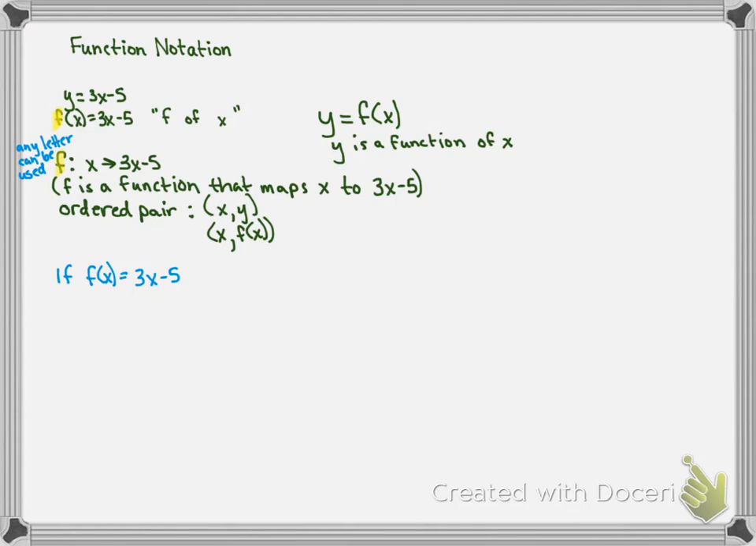If f of x equals 3x minus 5, then let's find f of 6. Now this is function notation for finding out the value of the function when x equals 6. So let's replace the x in 3x minus 5 with 6. And we get 3 times 6 minus 5. 3 times 6 is 18, minus 5 is 13. So f of 6 equals 13.